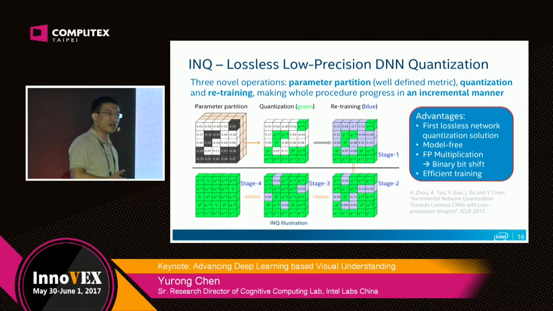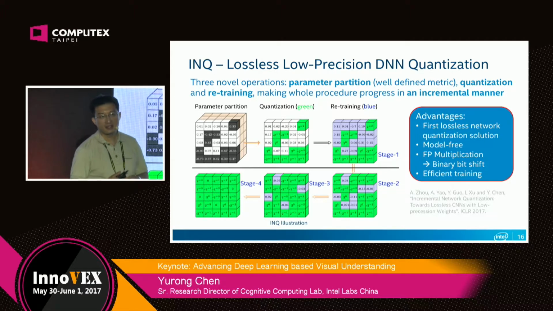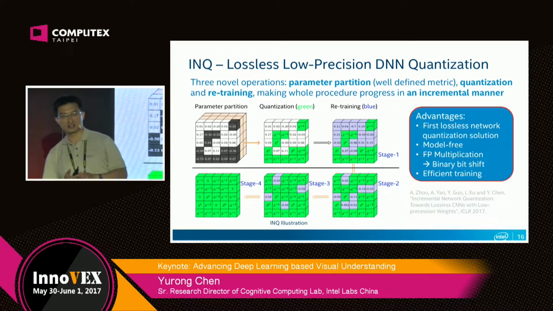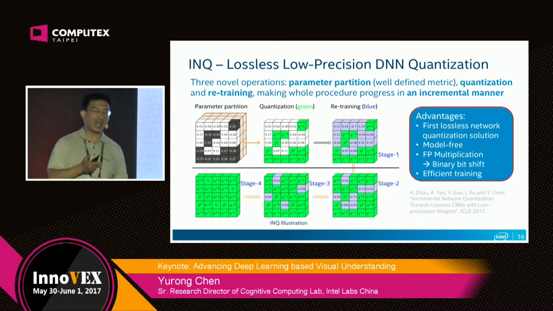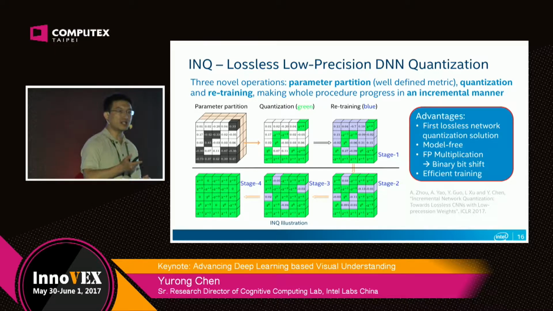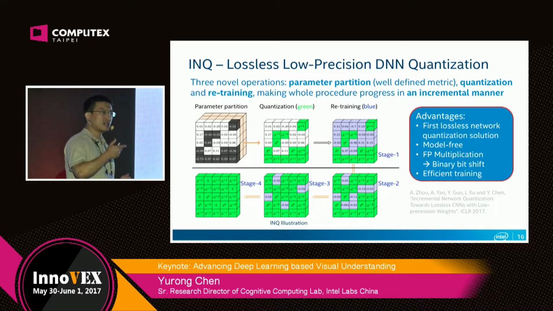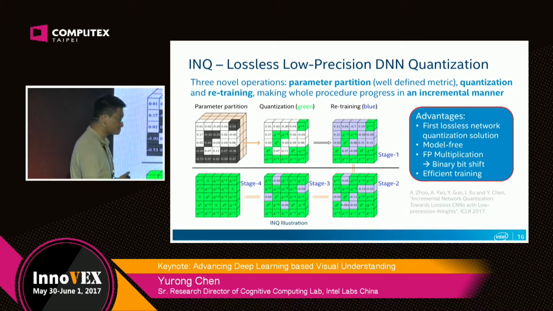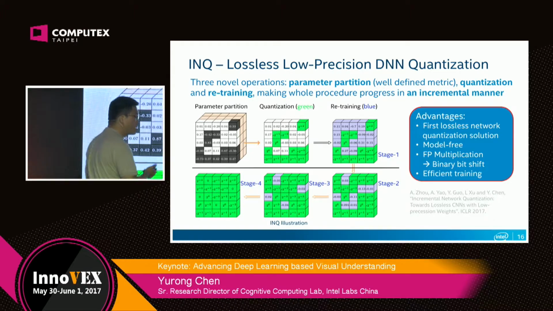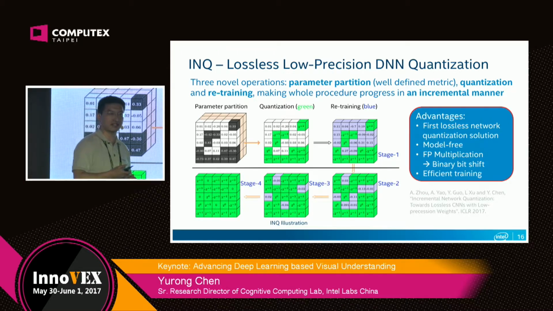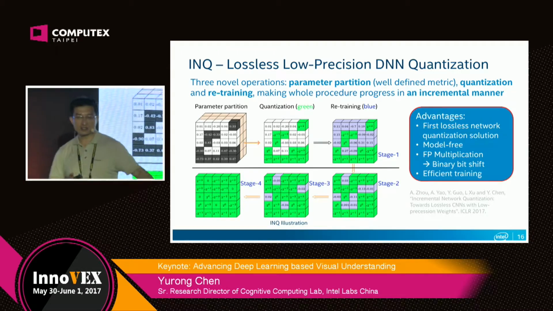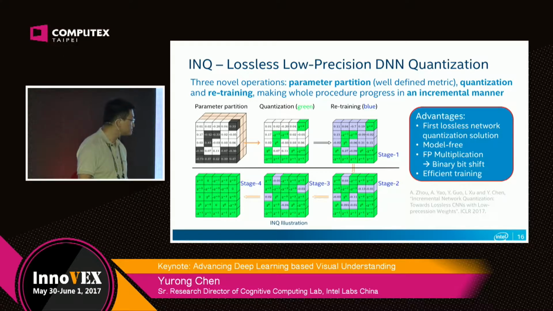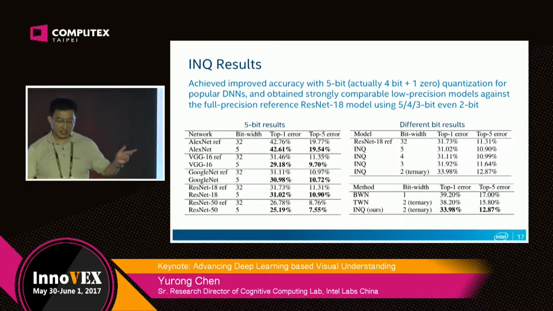Besides being without loss of accuracy, it's model-free, which means it has no assumption of the network architectures, and we can use it in any neural networks, not only in CNN, but also RNN, LSTM, and other neural networks. And we also achieved high training efficiency. And this work was just published in this year's ICLR conference. Next, I will show you some results.